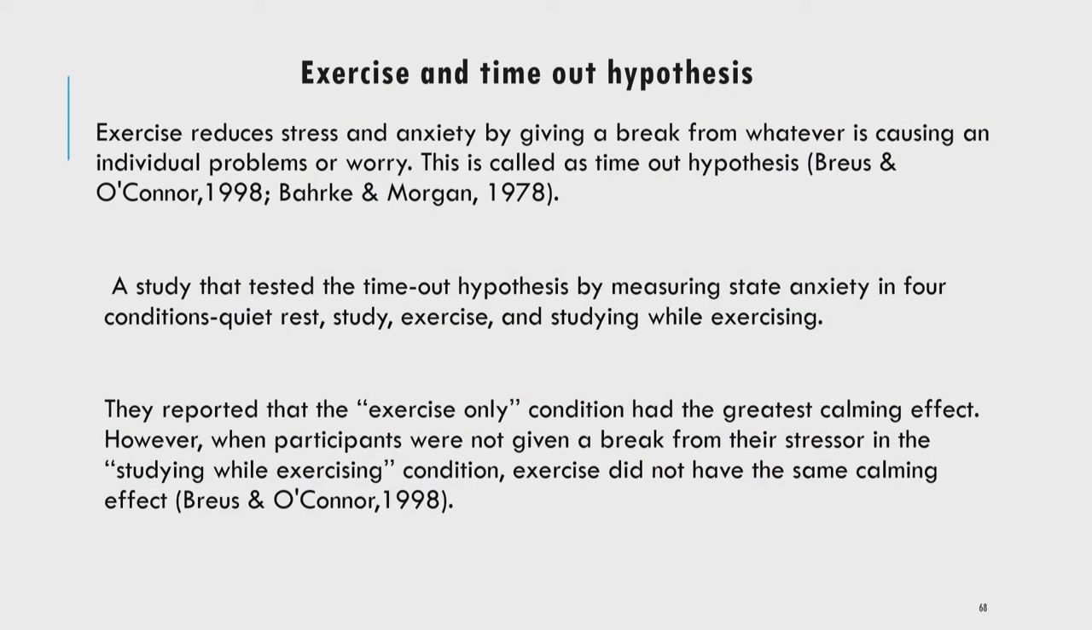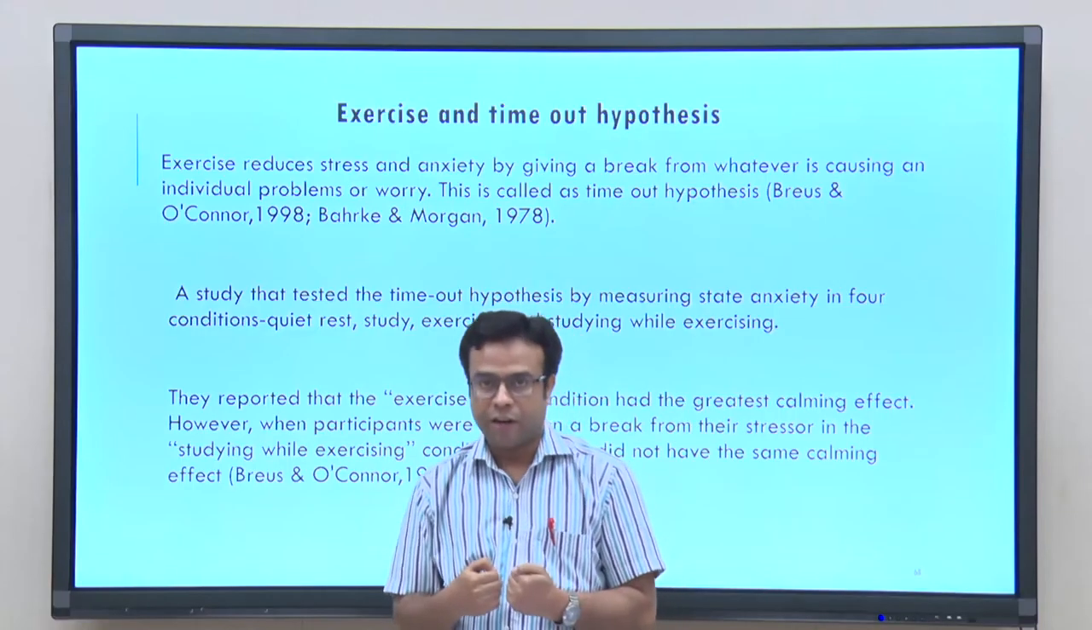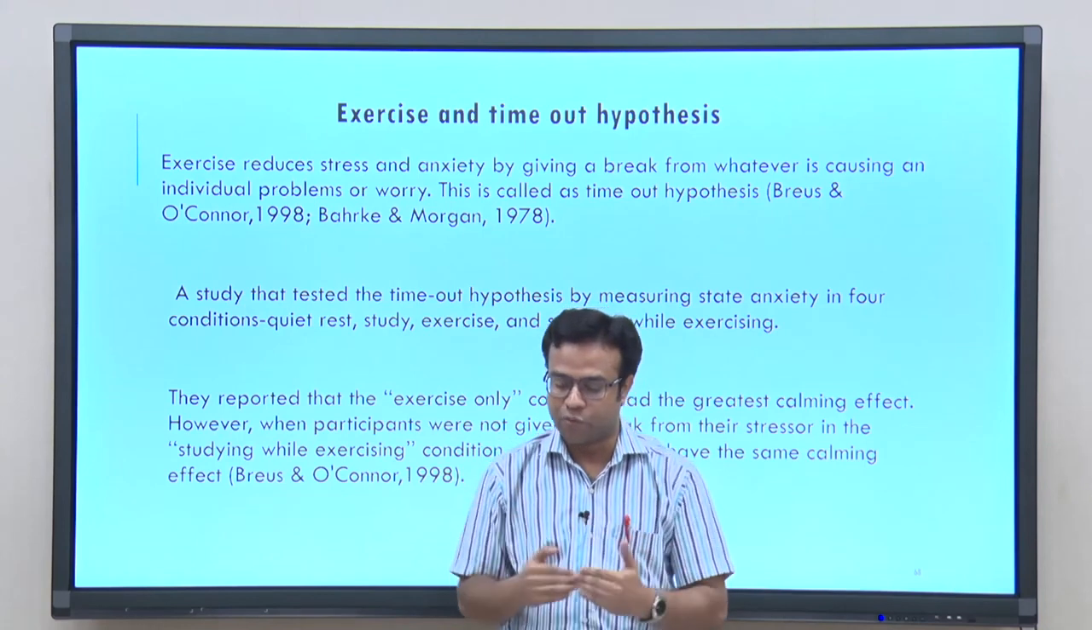In another condition, the participants were asked to read or study something. So one condition, rest; another condition, read or study something. The third condition was that participants were asked to do exercise, particularly aerobic exercise only. And the fourth condition was that participants were asked to study as well as exercise at the same time. This can be done, for example, on a treadmill, where one can run as well as read something. So participants were divided into these four conditions, and the impact of each condition was then recorded to see what happens to the participants.